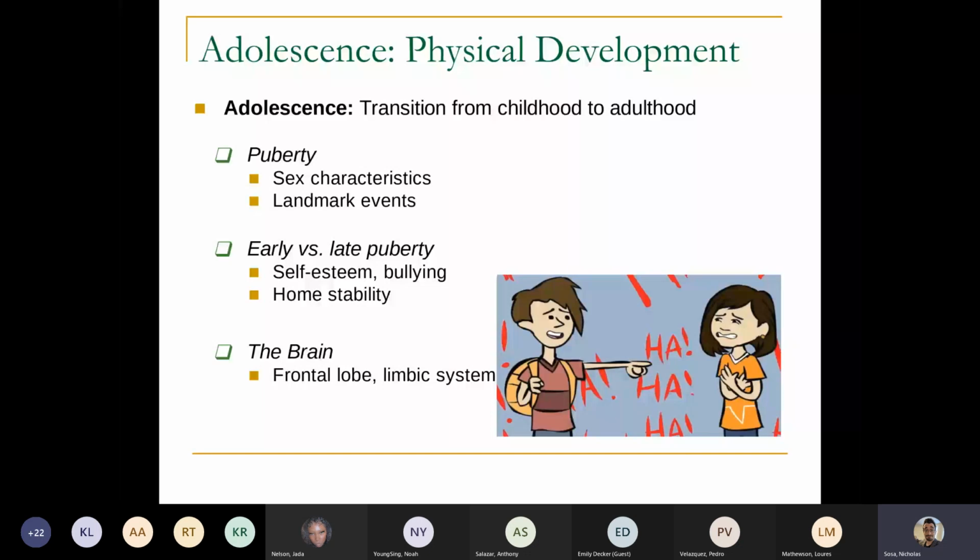And they may cave into their immediate impulses thanks to the limbic system, such as engaging in risky sex, drug, or alcohol-related behavior. Okay. Any questions on physical changes happening in the teenage years?